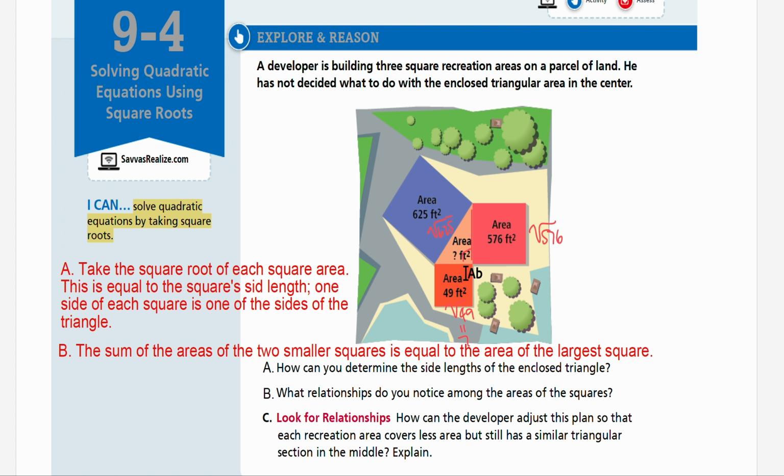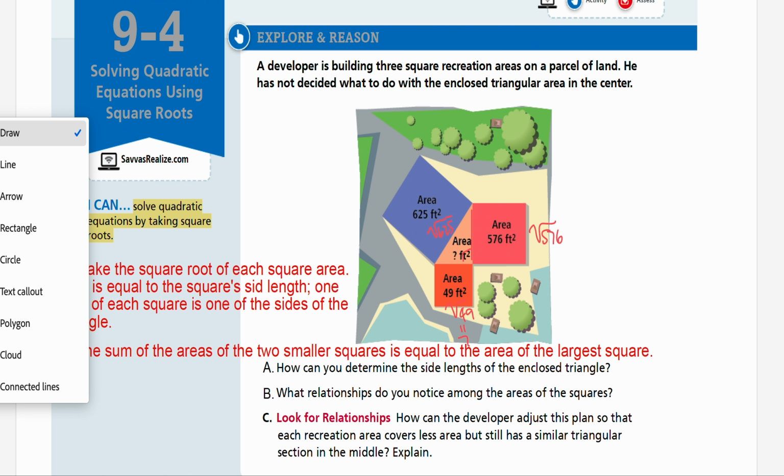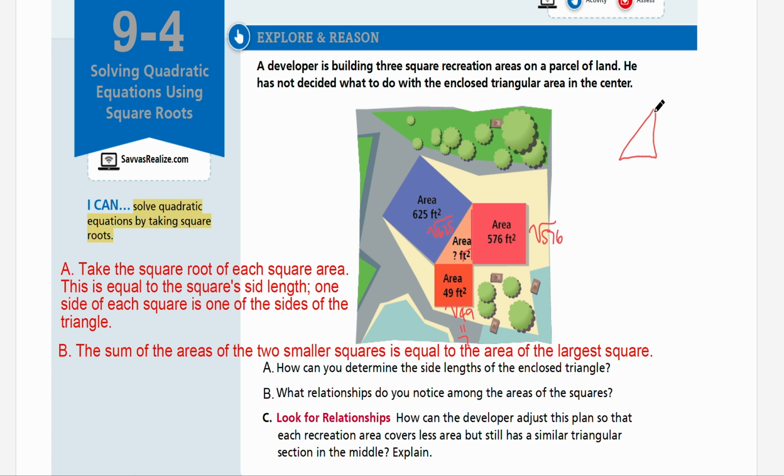Yeah, because you will learn this later. But Pythagorean theorem basically says if there's a right triangle, a squared plus b squared is equal to c squared. One side squared plus another side squared is equal to the hypotenuse squared.